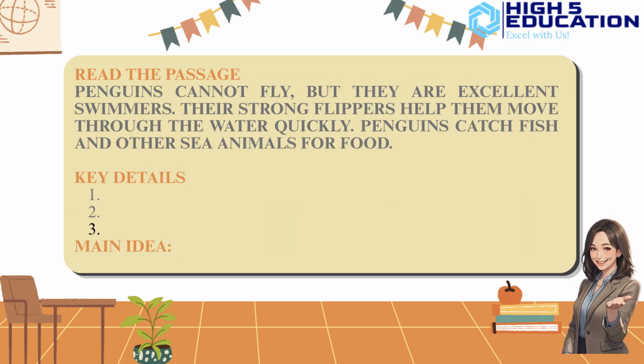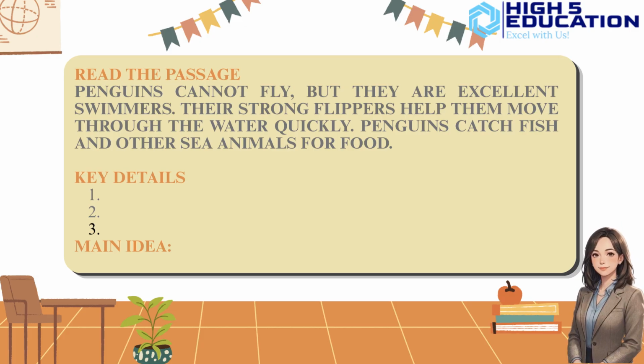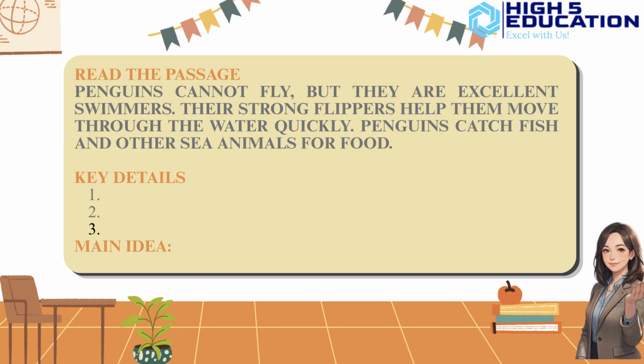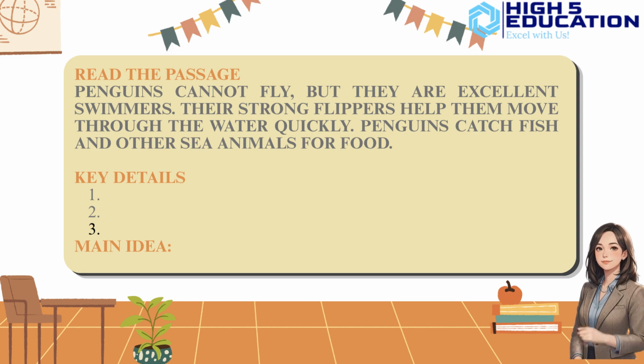Now it's your turn to practice finding the key details and main idea independently. Read the passage carefully about penguins. Penguins cannot fly, but they are excellent swimmers. Their strong flippers help them move through the water quickly. Penguins catch fish and other sea animals for food. After reading, think about these questions. First, what are the key details? Next, what is the main idea?